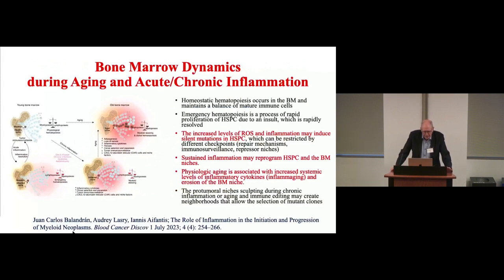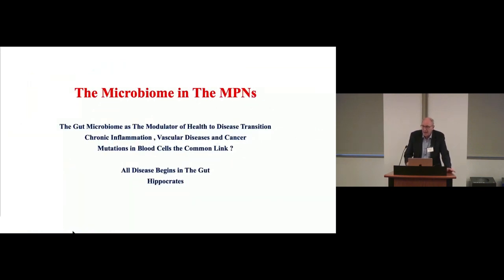So, again, I stress that we have aging, and with aging we have chronic inflammation and increased levels of what we call ROS, that stands for reactive oxygen species. To translate it, inflammation may induce silent mutations in hematopoietic stem cells, and others have addressed this so nicely today, so I'll go through it rapidly. And then I will come to the microbiome in the MPNs.